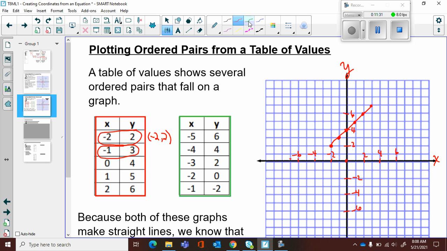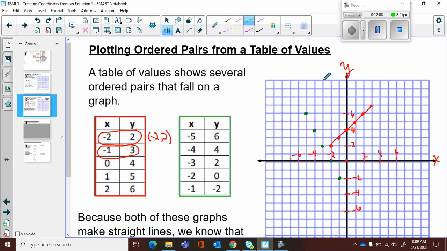Okay, so now let's do the green one here. So we have -5, 6, -5 and 6 right here, -4 and 4, -3 and 2, -2 and 0. So I'm not moving up or down on the y-axis. I'm just staying right on the x-axis. And then -1 and -2.